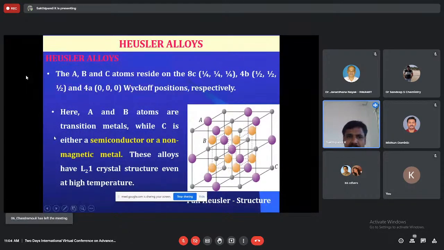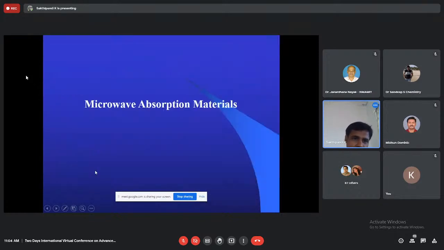A and B are different transition metals, where C is a semiconductor or non-metal. So using the semiconductor and non-metals along with the two transition elements, we are getting some extreme magnetic properties. These alloys usually have an L2-1 structure.